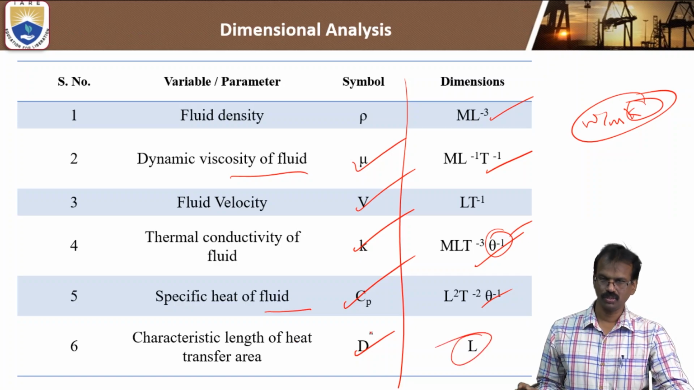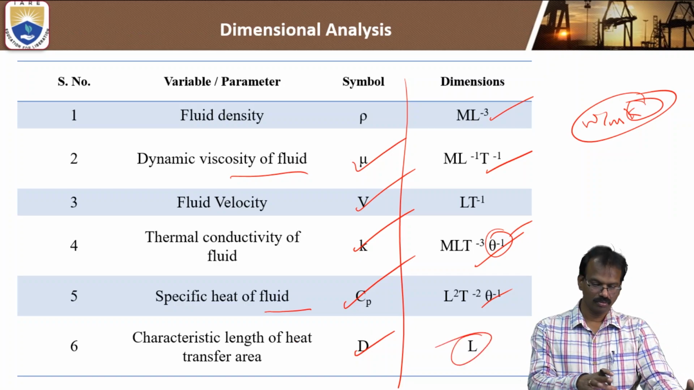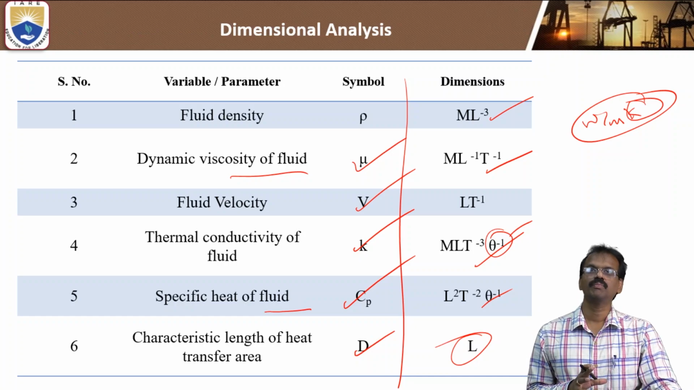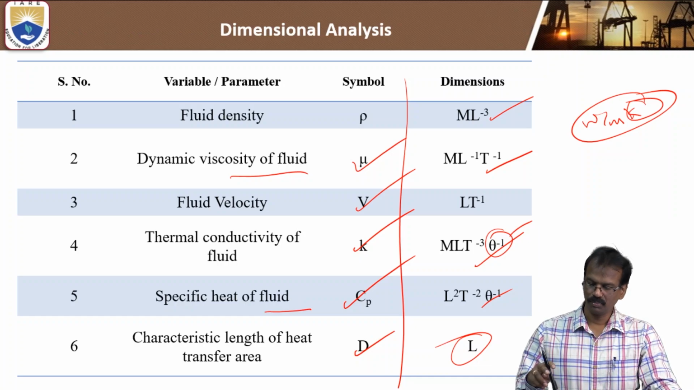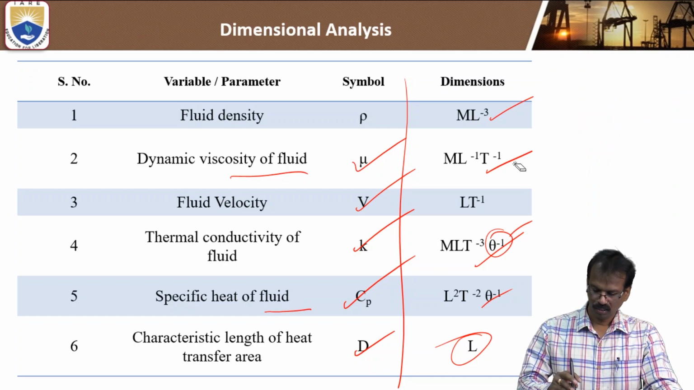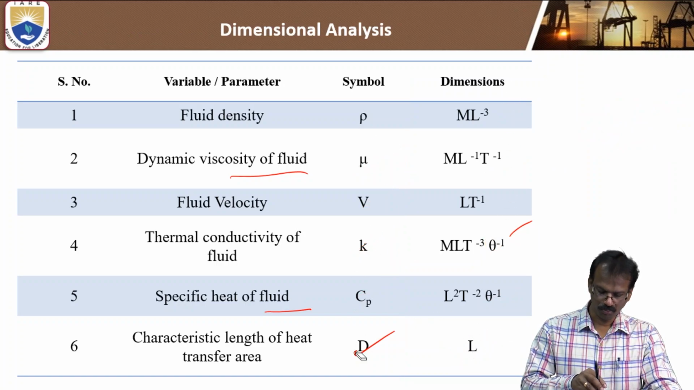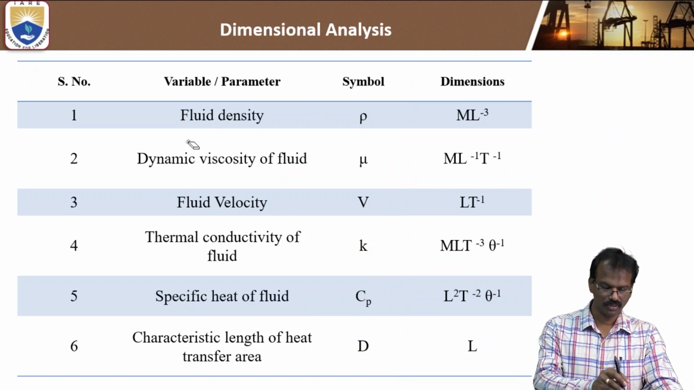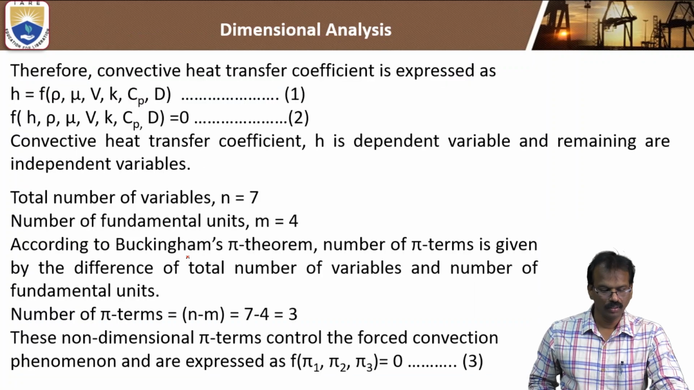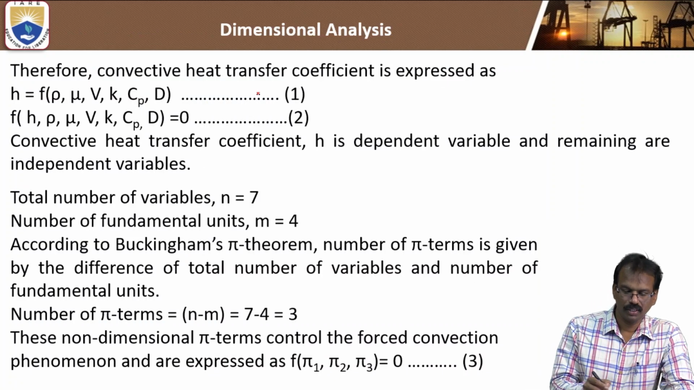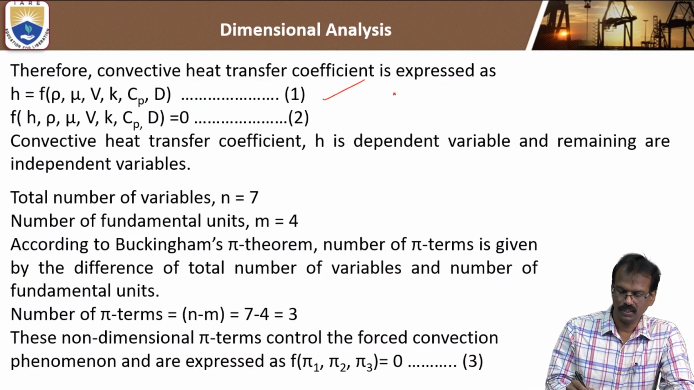By using dimensions, we can convert these 6 variables into 3 dimensionless groups. How to convert these variables into dimensionless groups, we will see. So these are the given variables. So n is equal to 6 we can take.